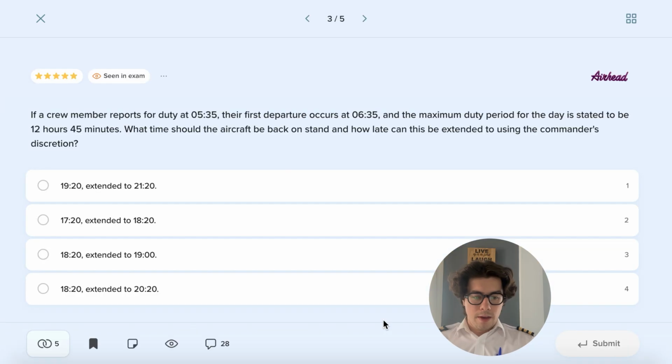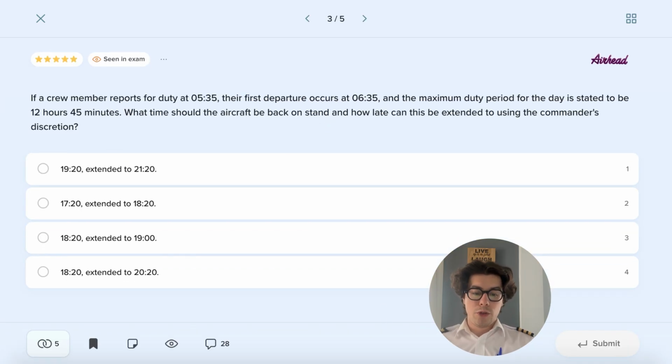Question number 3. If a crew member reports for duty at 5:35, their first departure occurs at 6:35, and the maximum duty period for the day is stated to be 12 hours 45 minutes, what time should the aircraft be back on stand, and how late can this be extended using the commander's discretion?